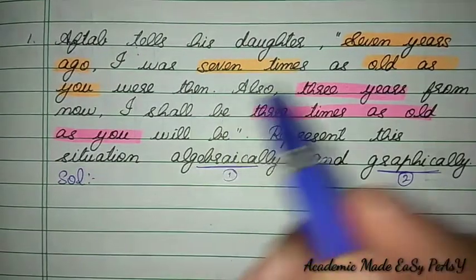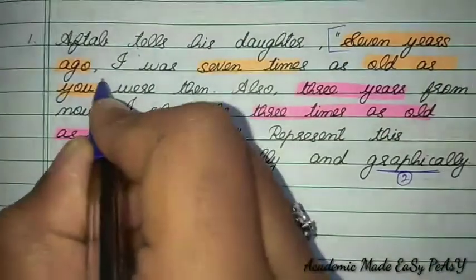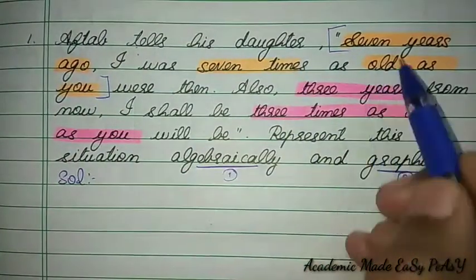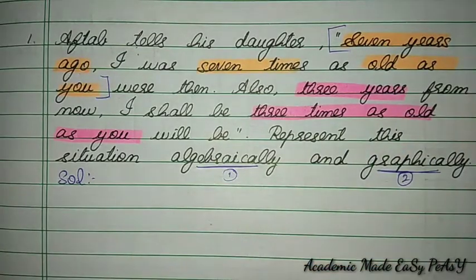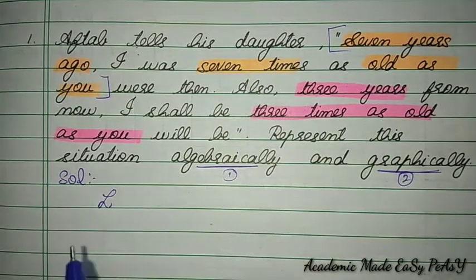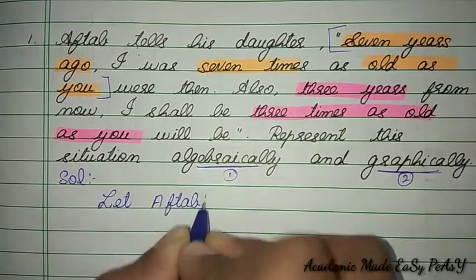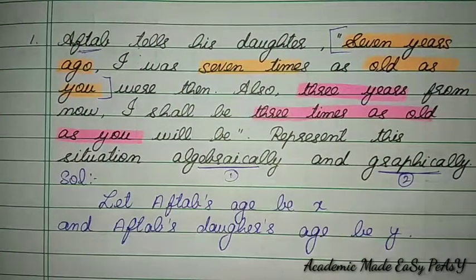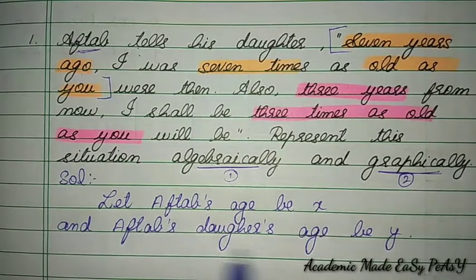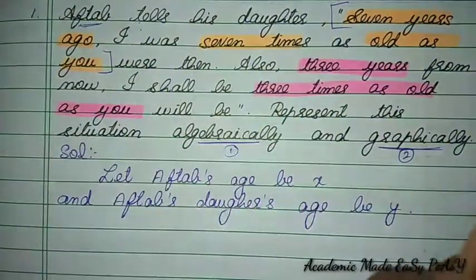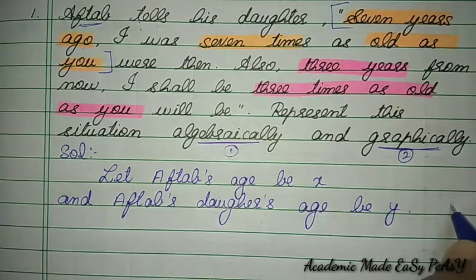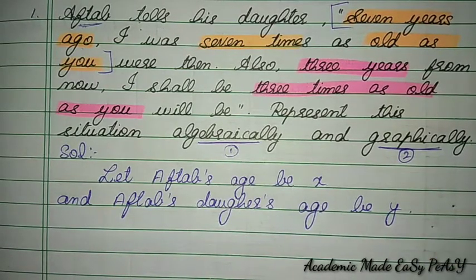Solution. I will be taking the first part of the question. 7 years ago means I have to take before 7 years. First let me take their ages as x and y. Aftab's age is x and Aftab's daughter's age is y. Now let's start writing the equation. It is given that 7 years ago. 7 years ago means the present age minus 7. That will give me the age before 7 years.